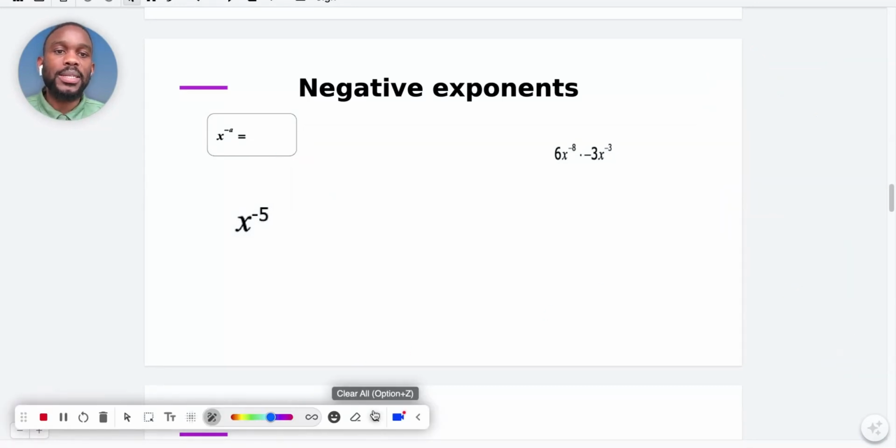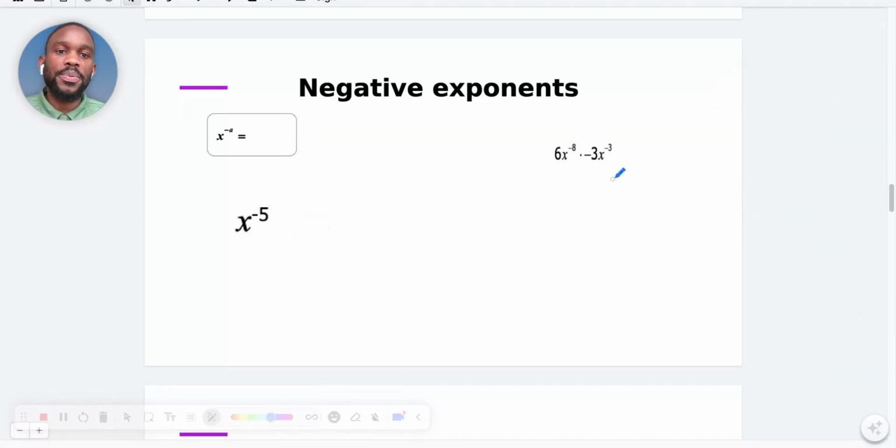And then let's look at this example. So this is the same as having, first of all, this is multiplication, right? You're multiplying indices of the same base, x. Let's deal with the constants first. Negative 3 times 6 will give you a negative 18. We both know that. It doesn't change, right? So negative 18, and then we have an x to the power negative 8, and then we have another x to the power negative 3.